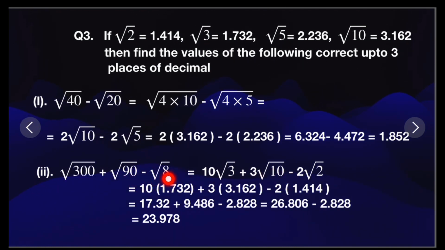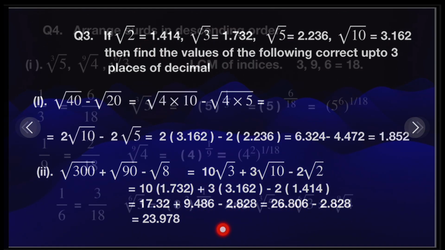This is 4 into 2. Square root of 4 is 2, and leave the 2 inside as it is. Now you have simplified it like this. Now put these values, square root 3, square root 10 and square root 2, and solve it, you will get this answer.